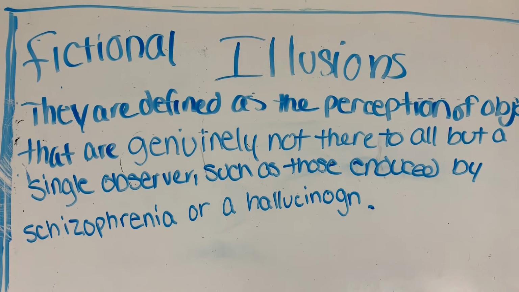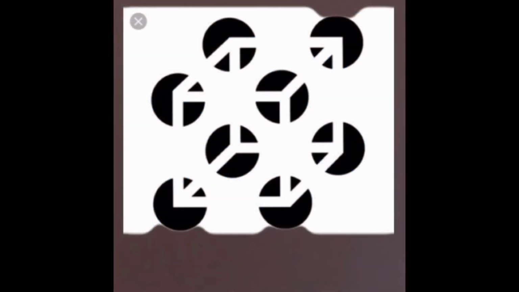Fictional illusions are defined as the perception of objects that are generally not there to all but a single observer, such as those induced by schizophrenia or hallucinogens. Do you see a cube and a peace sign and arrows?